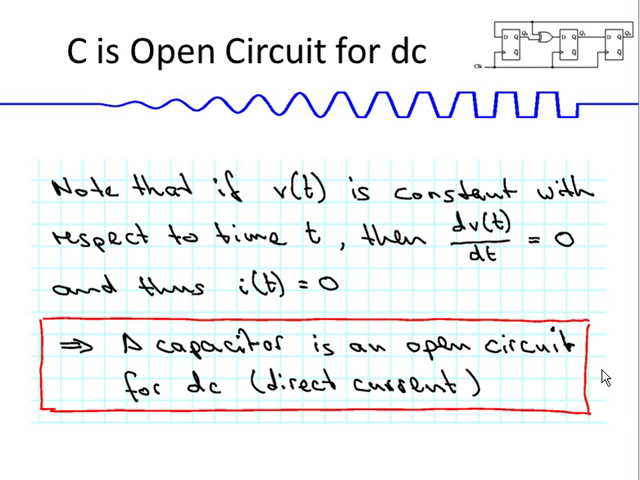Because the current is the derivative of the voltage in the IV characteristic of the capacitor, if that voltage is a constant, then the derivative will be zero, and so no current will be flowing. And if no current flows, then the capacitor is an open circuit for DC, which is direct current. So if you connect the capacitor to a battery, after a while the capacitor will be charged, and then no current will flow anymore, and it acts like an open circuit.